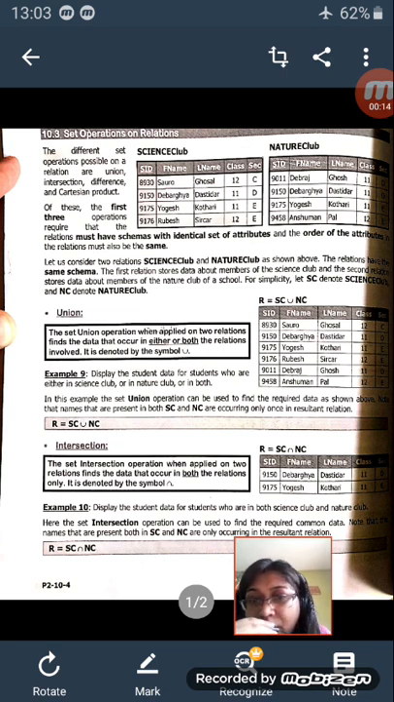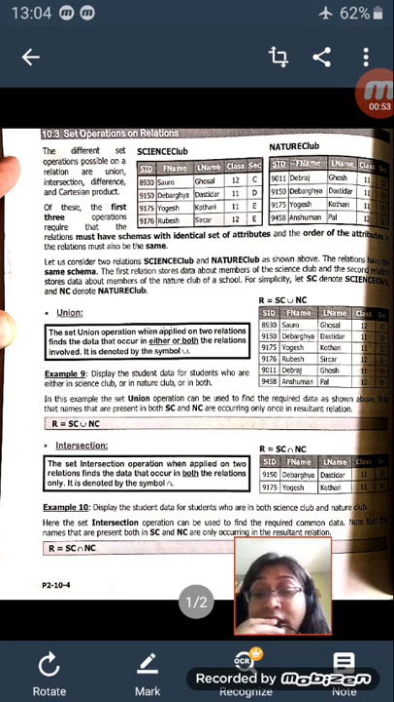What is set operation? When we want to deal with two different relations, then we will apply some set operation. Set means an identical group of attributes. There are different set operations possible on a relation R: union, intersection, Cartesian, and difference. The first three operations require that the relations must have schemas with an identical set of attributes, and the order of attributes in the relations must also be the same.